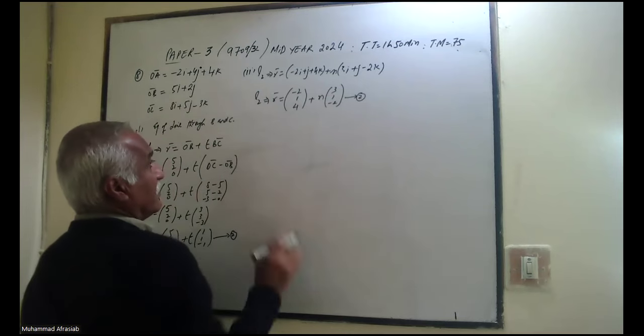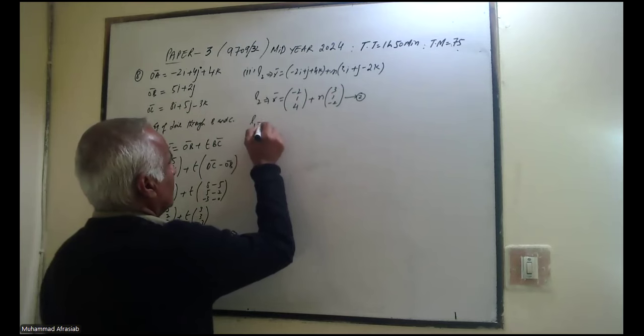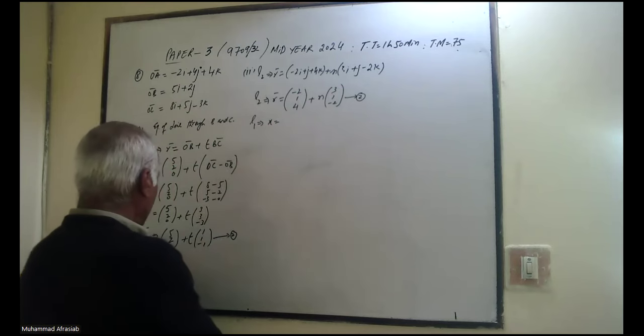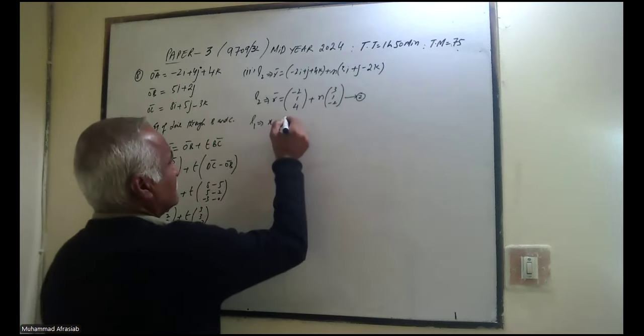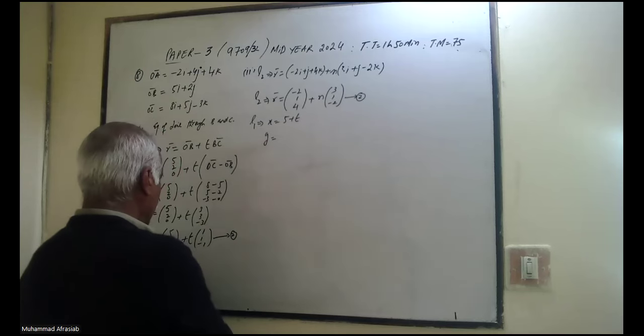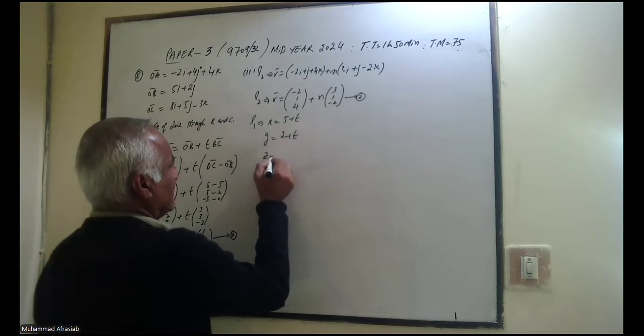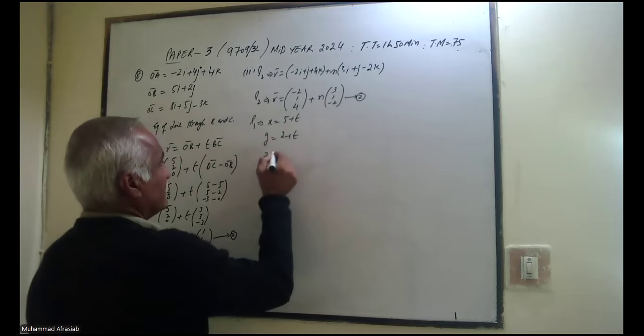Now we will make the pairs. From this L1, x is equal to 5 plus t, y is equal to 2 plus t, and z is equal to minus t.